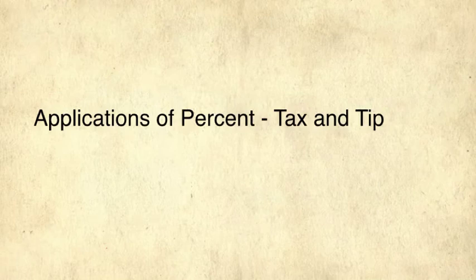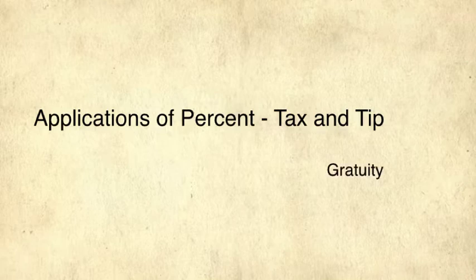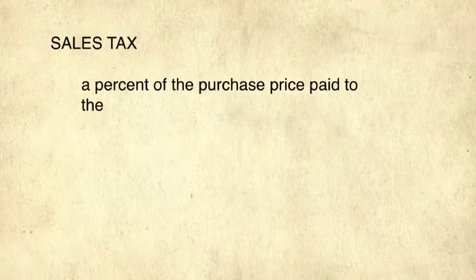This lesson, we're going to talk about applications of percent, and there are two things that we're going to do. We're going to talk about tax, which we pay when we buy something, and then we're going to talk about tip, which is an extra fee that we give to people. Another word that you may see once in a while that indicates a tip is gratuity, but we usually just use tip. But just in case you see the word gratuity, that's what it means, to add a tip. The first application that we're going to talk about is called sales tax.